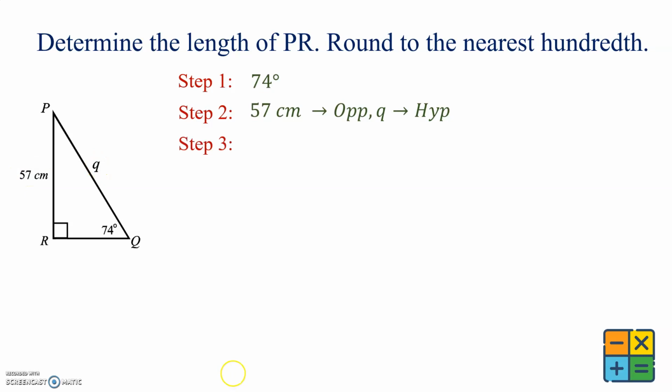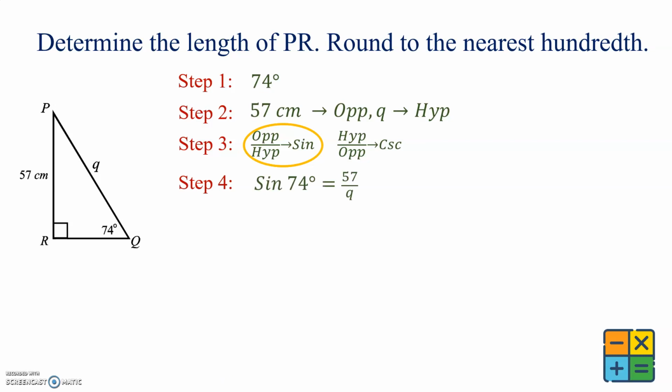So step 3, let's create the possible ratios. It's either opposite over hypotenuse or hypotenuse over opposite. So our choice is between sine and cosecant. The recommendation, let's choose sine on the calculator. So step 4 says substitute it into the general format. So the trig function is sine, the acute angle 74 degrees, and our ratio is 57 over Q.